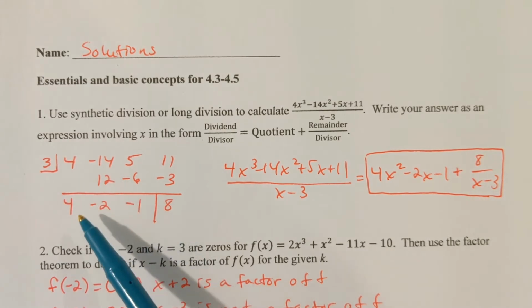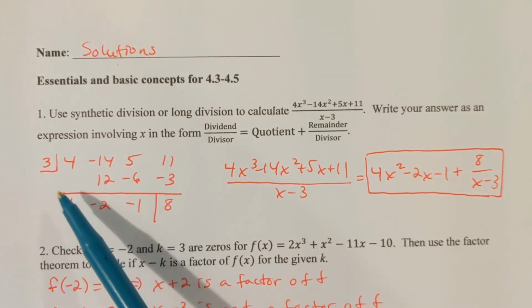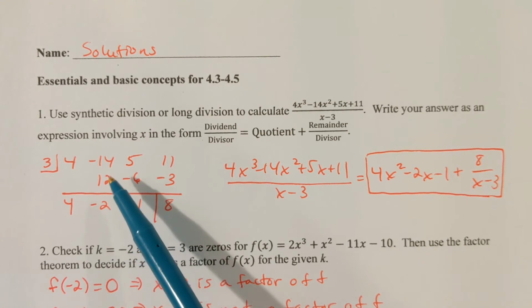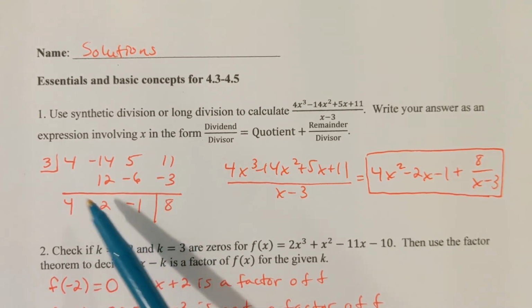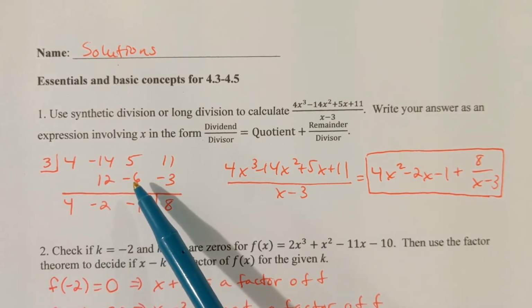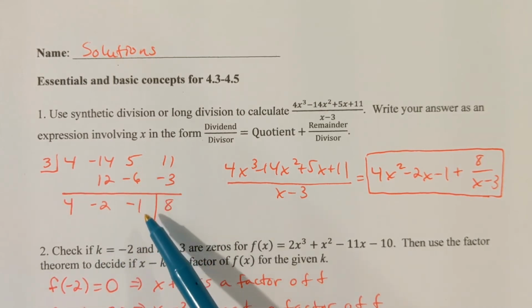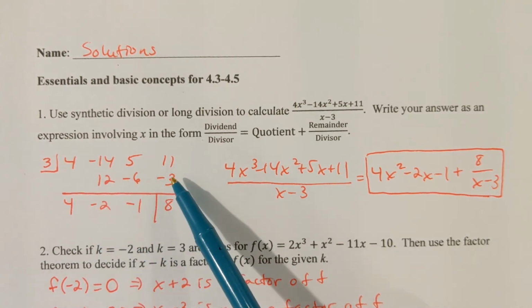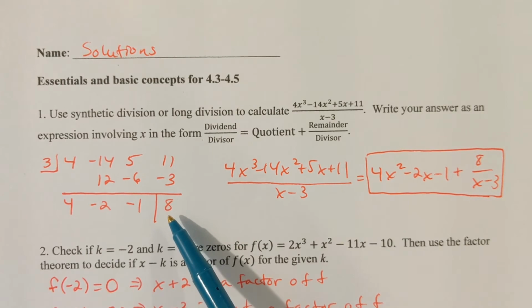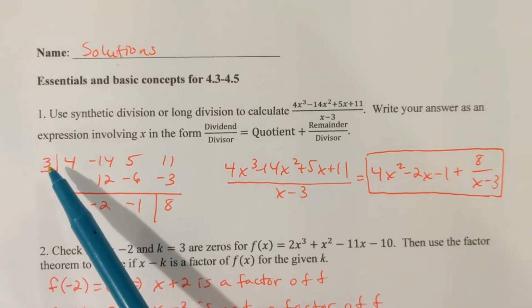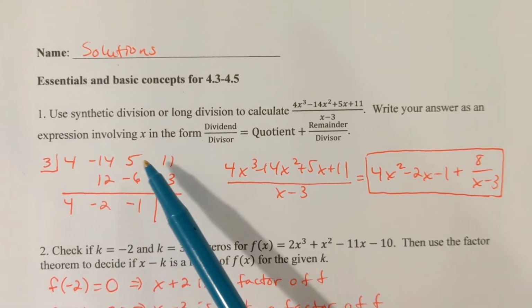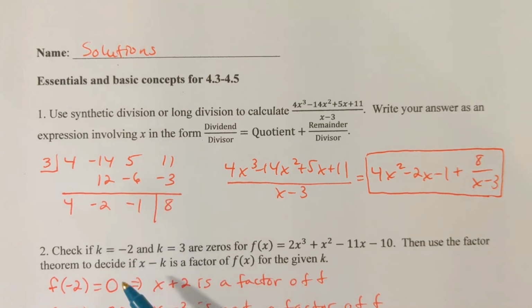You can bring the 4 down, and then 4 times 3 is 12. When you add the next column, you get negative 2. Negative 2 times 3 is negative 6. When you add the next column, you get negative 1. Negative 1 times 3 is negative 3, and then when you add the last column, you get 8. So it's a continual process of taking the new number times the number out here and putting that in the next column and then adding the next column.